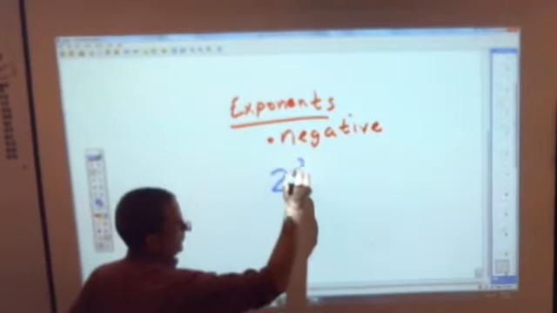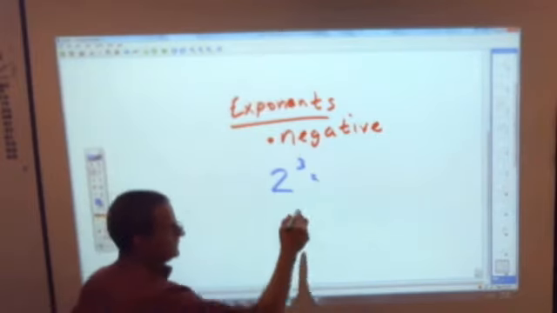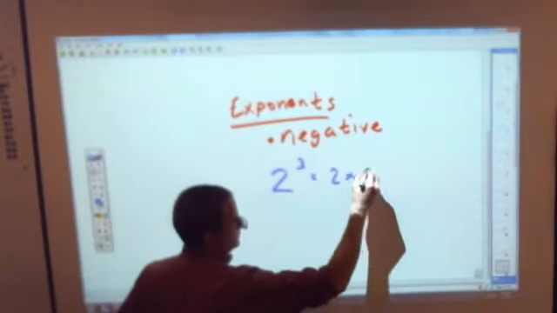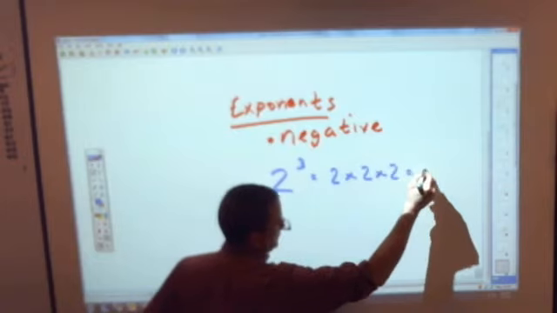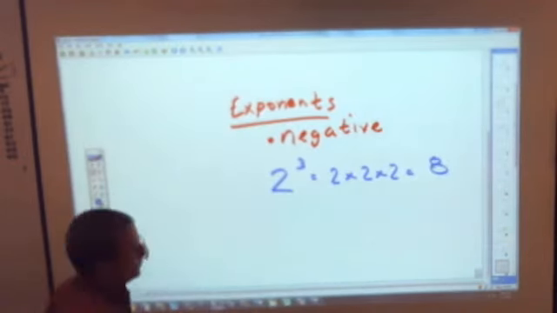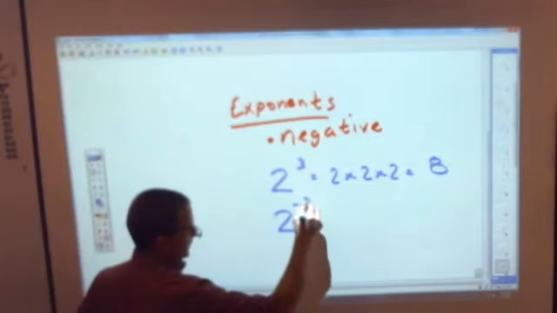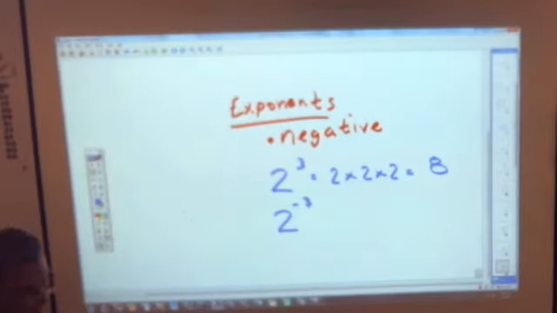2 to the third power. And you know what that means. What does 2 to the third power mean? It means you have 3 2's times themselves, which gives you 8. All right. But today we're going to investigate and think about what this is all about. What is 2 to the negative third power?